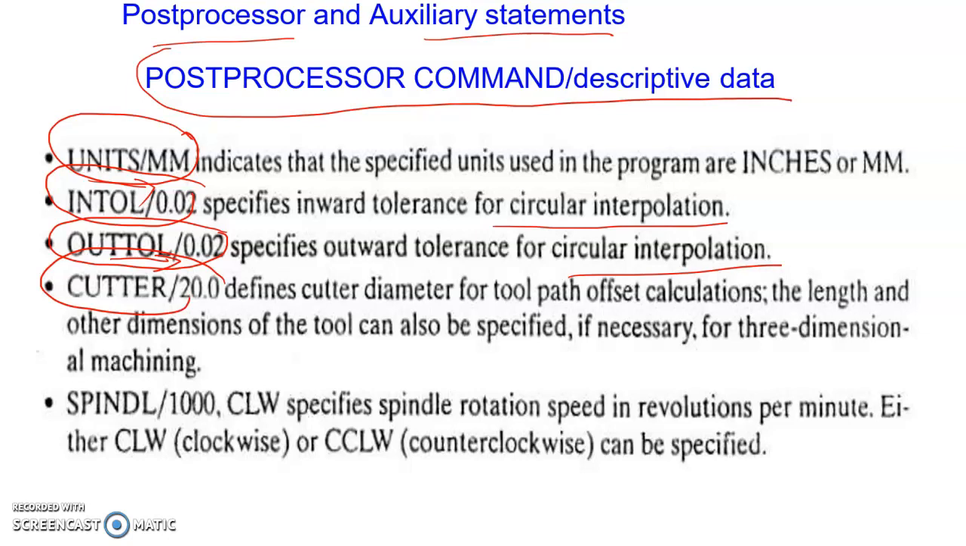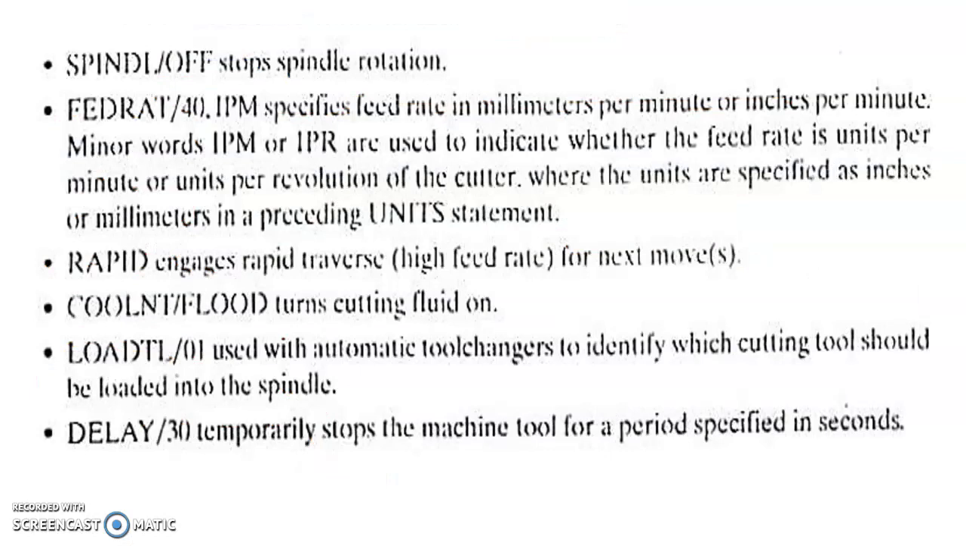Then spindle 1000 clockwise means spindle RPM. We need to rotate the spindle at 1000 RPM. That is the command given for spindle rotation at 1000 RPM, and that too in clockwise direction. And CCLW stands for the counterclockwise direction. More post-processor statements are explained here. That is spindle off for stopping the spindle. Then feed rate 40 IPM means the feed rate should be 40 inches per minute.